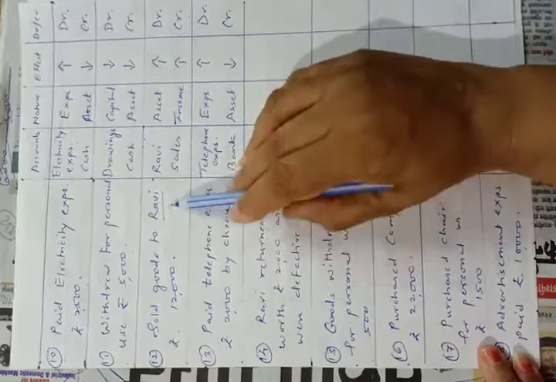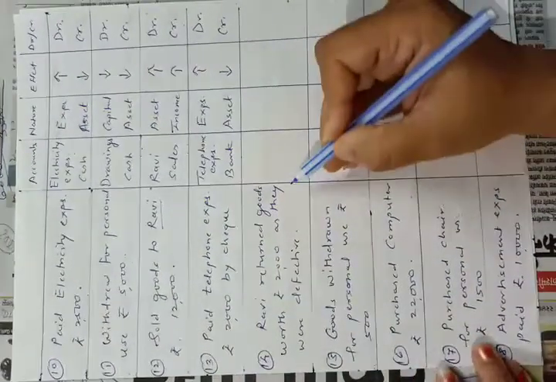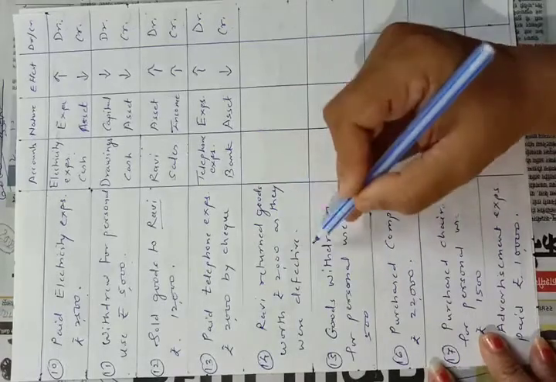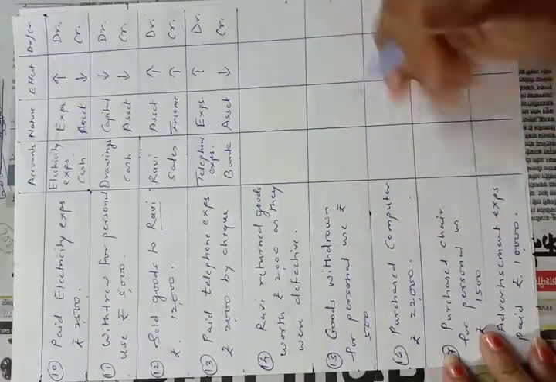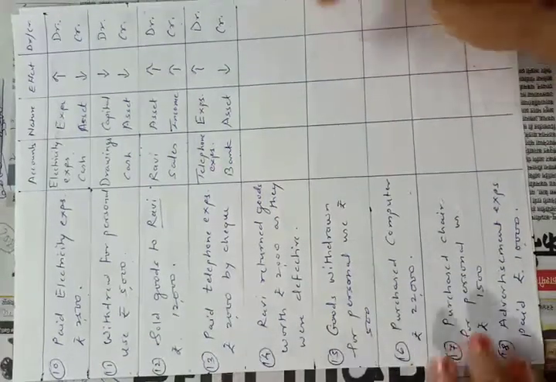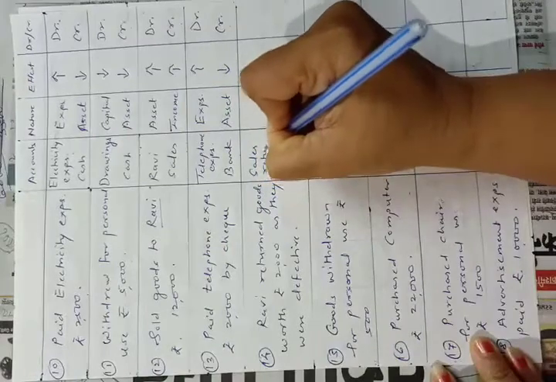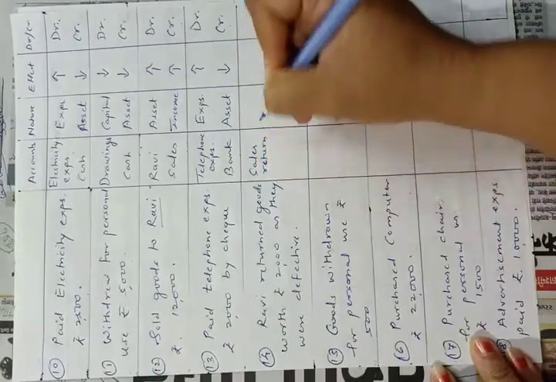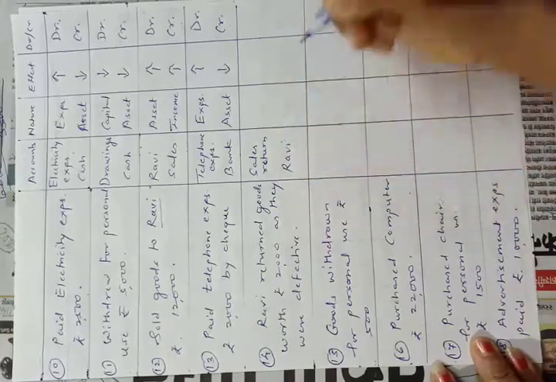Here we have sold goods to Ravi rupees 12,000. Now he is returning goods worth rupees 2,000 as they were defective. So he is returning goods back to us. One account will be sales return account and second account will be Ravi's account. Okay.